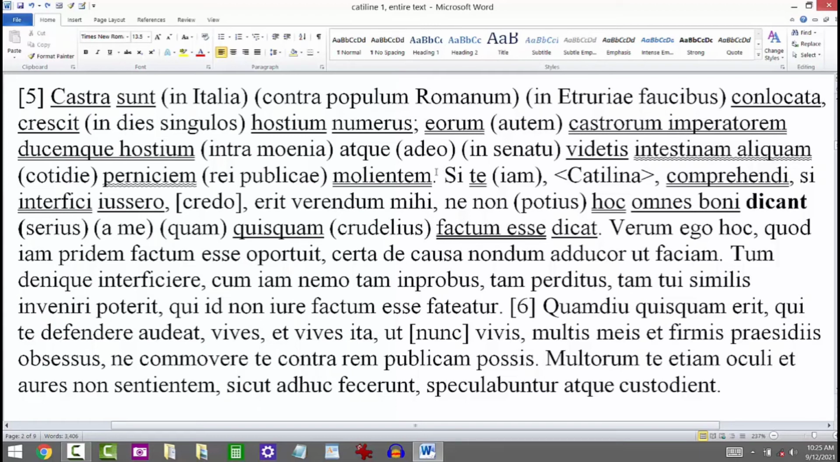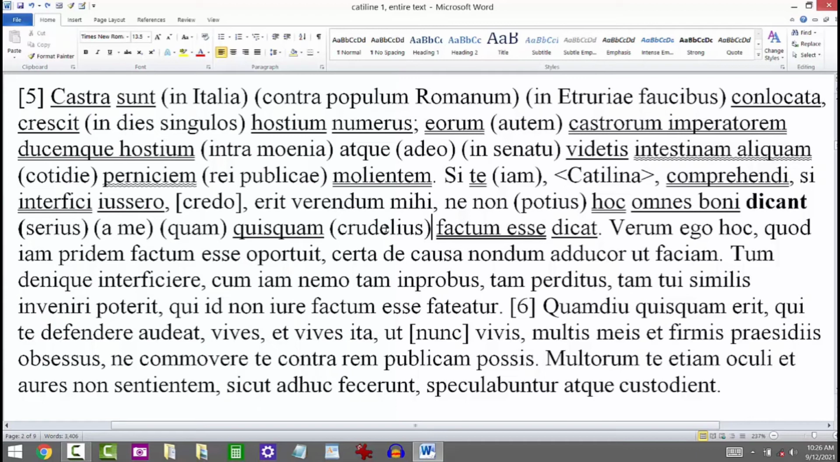That word order. But here we'll say, if now Catiline, I will have ordered you to be arrested, to be killed, I believe. It'll be necessary for me to fear, not rather that the good men would say that this, hoc, was done by me too late, than, quam, a certain one, quisquam, dicat, would say, hoc, a me, factum, esse, crudelius, too crudely. You see? So what's the idea here?